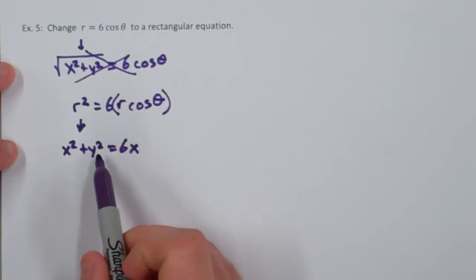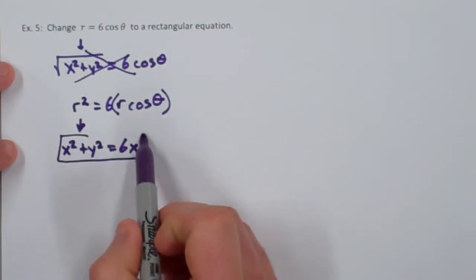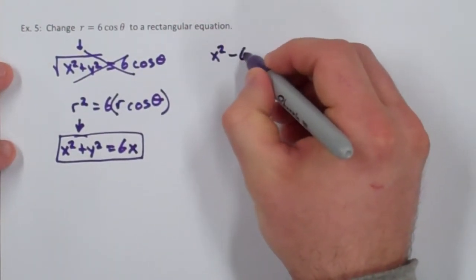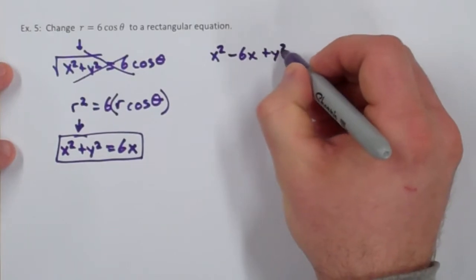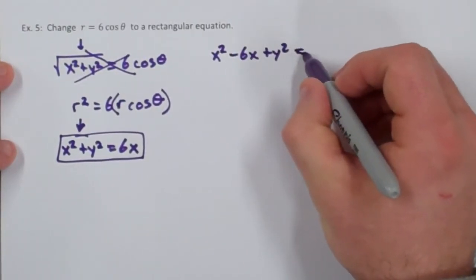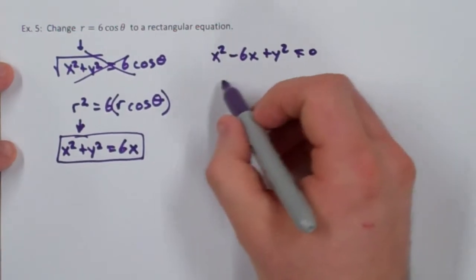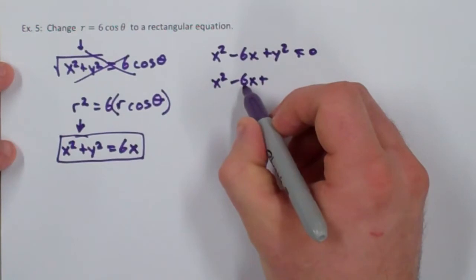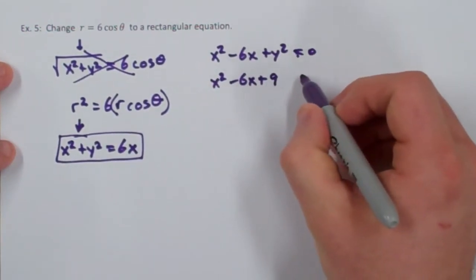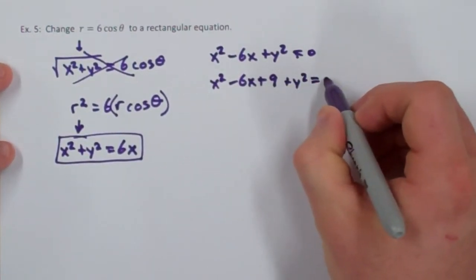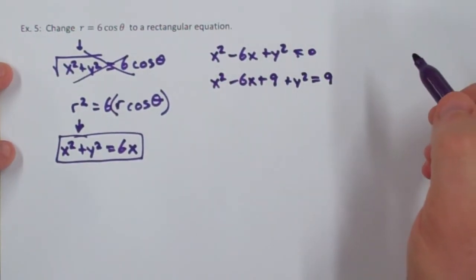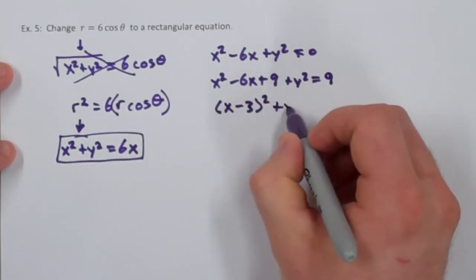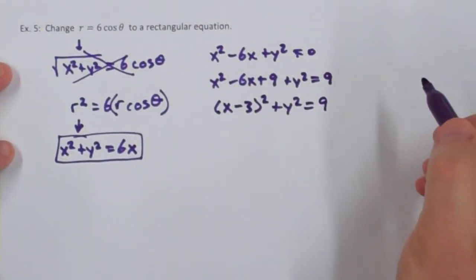Now this is okay as an answer. This is fine. If you really wanted to, you could also take this equation. We'll subtract 6x here, and we'll keep the y squared, and that'll be equal to 0 if we subtract 6x from each side. We need to complete the square here. So half of -6 is -3, squared is 9. And if we add 9 to the left, we've got to add 9 to the right, so 0 plus 9 would be right here. We could factor this into x minus 3 squared plus y squared is equal to 9.